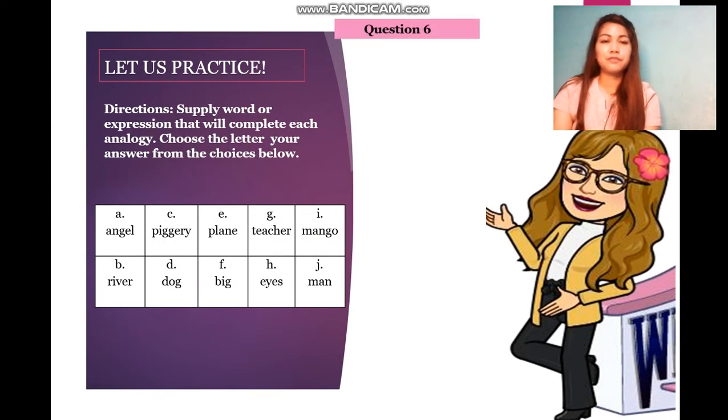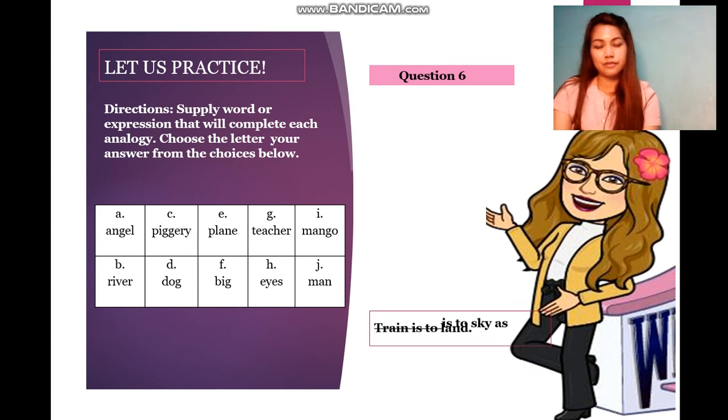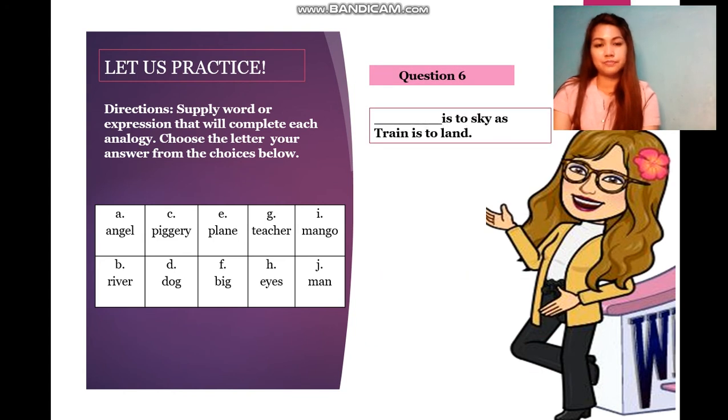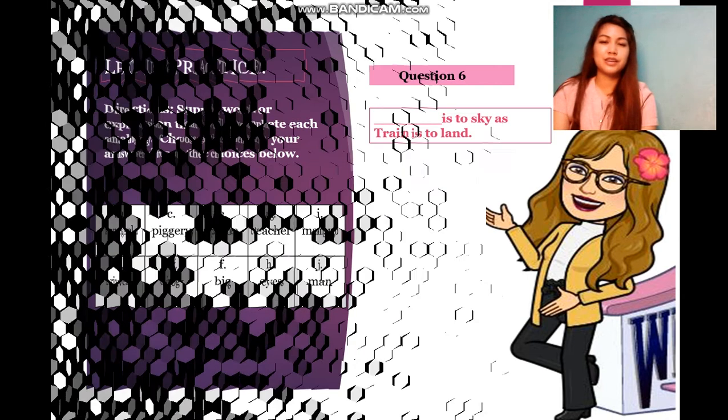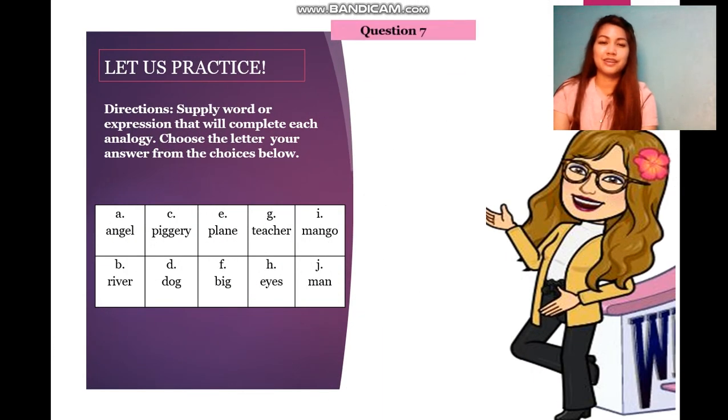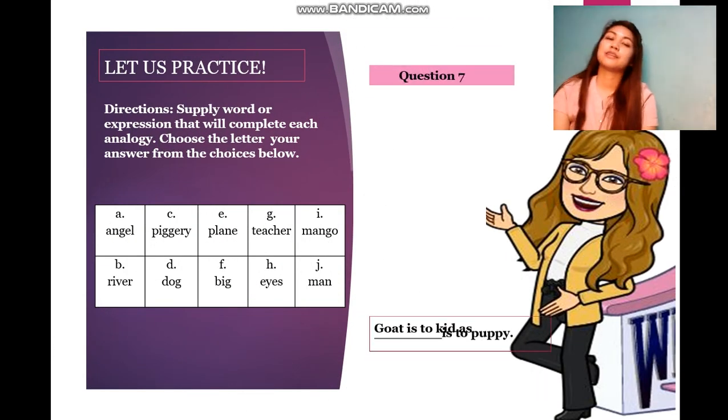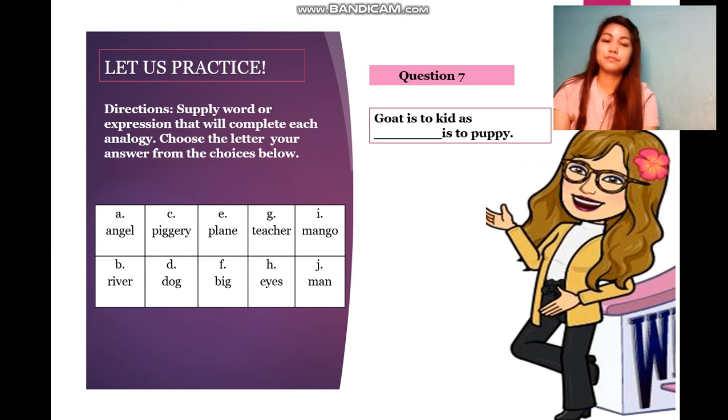Okay, next we have question number 6. Are you enjoying? I know. Blank is to sky, as train is to land. It's very easy. Choices are given. Okay, let's have question number 7. Look closely. Okay, goat is to kid, as blank is to puppy. I know that. It's my favorite pet.